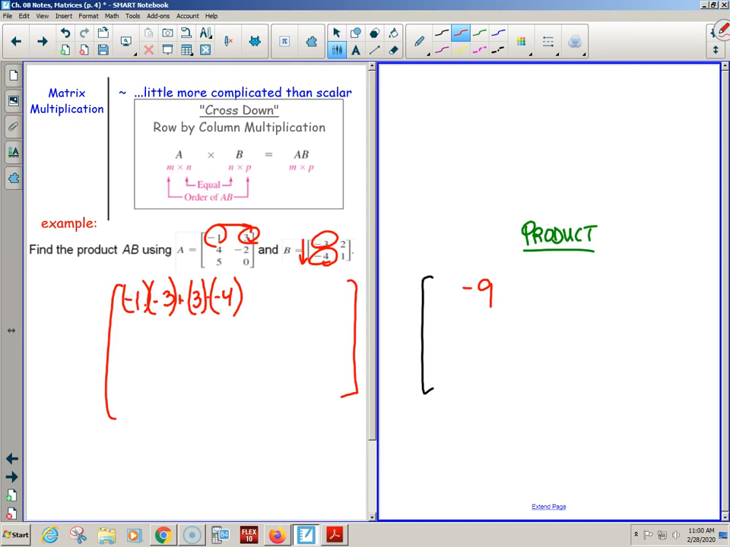How do I know there's a next part? Because, pause, what row am I still in? I'm still in my first row, right? I use my first row, first column to get my first row, first column term. I'm going to use my first row, second column to get my first row, second column term. Do you see it? Yes.